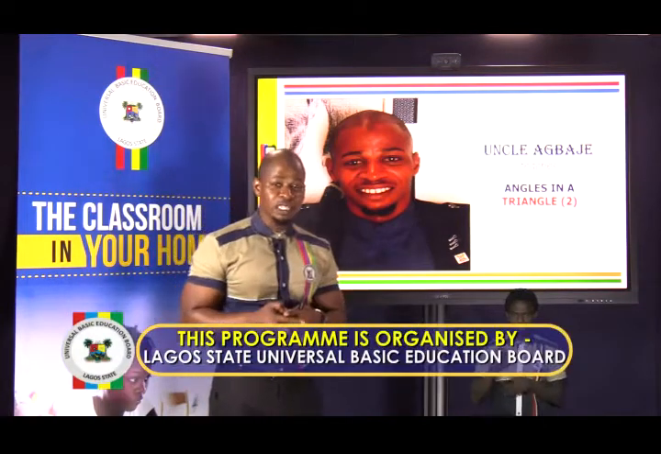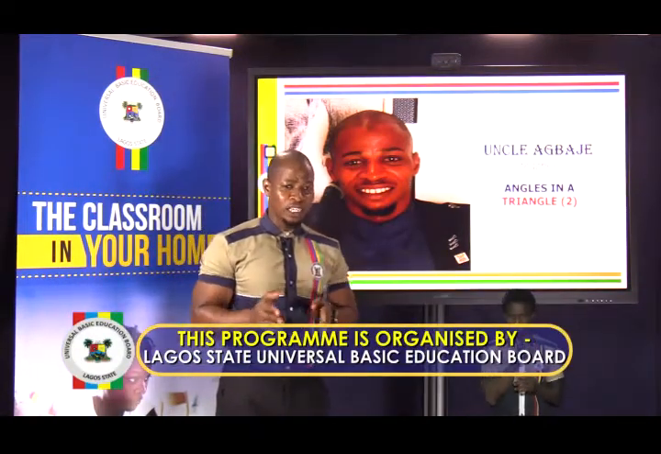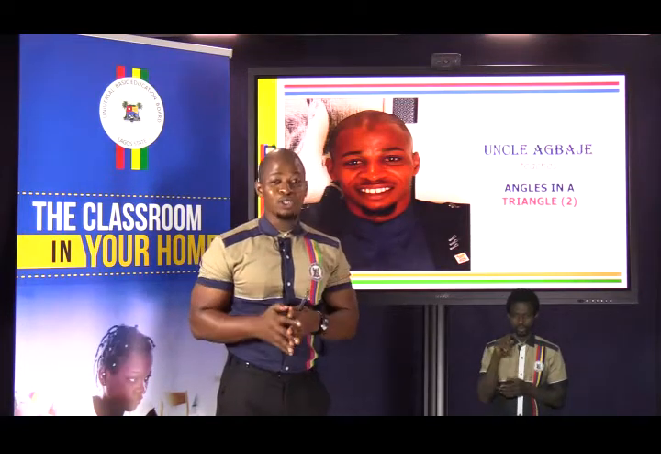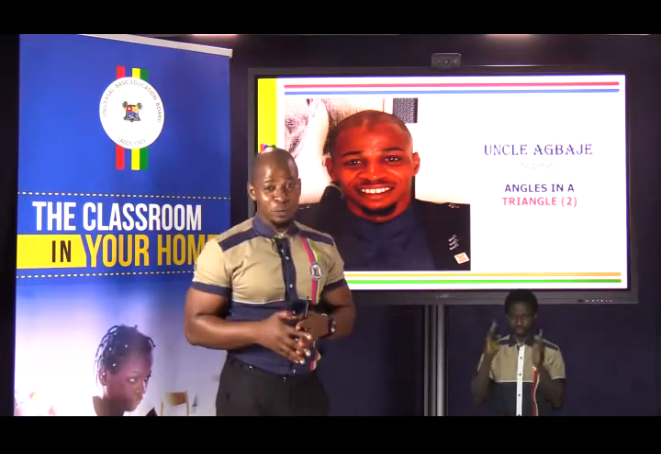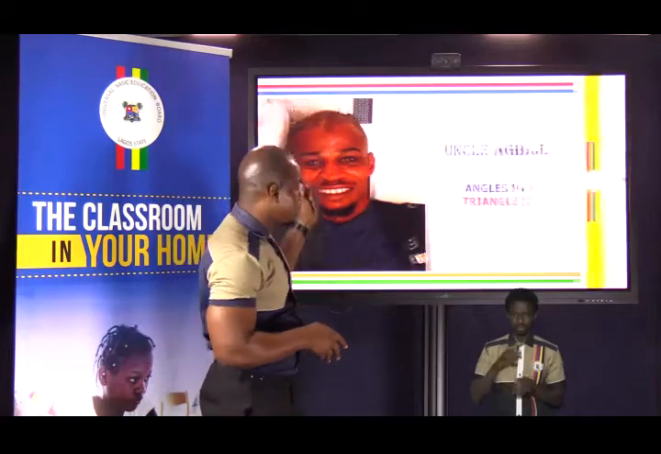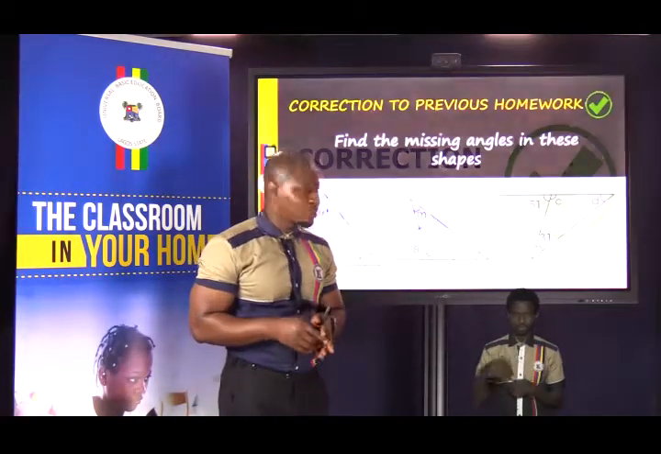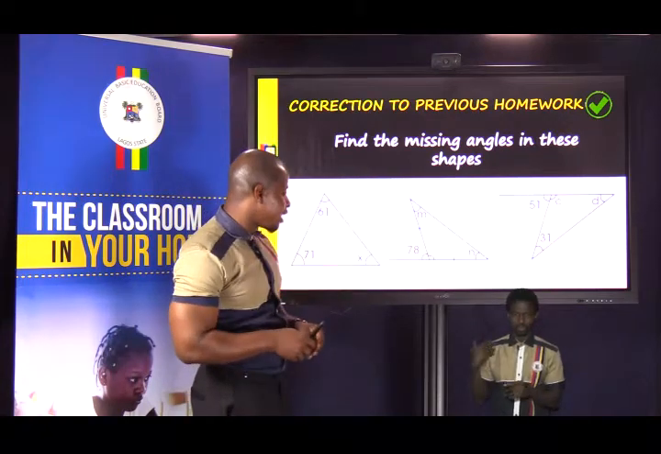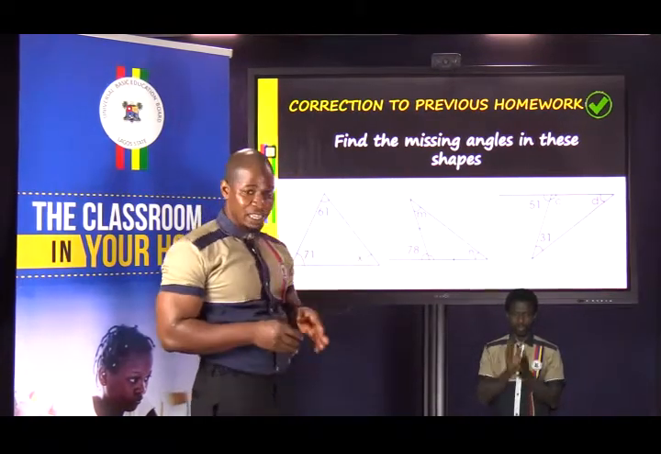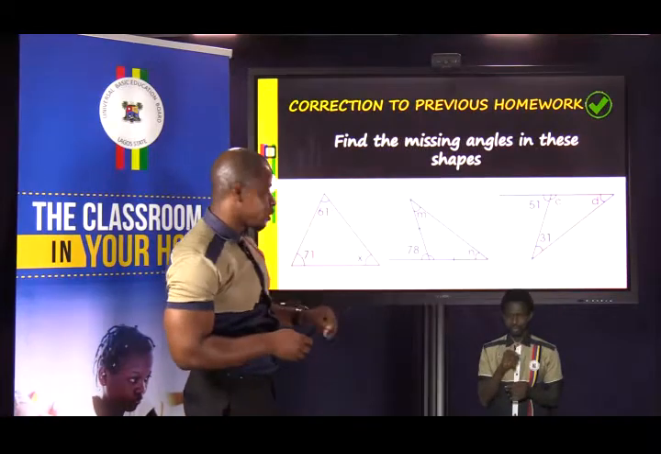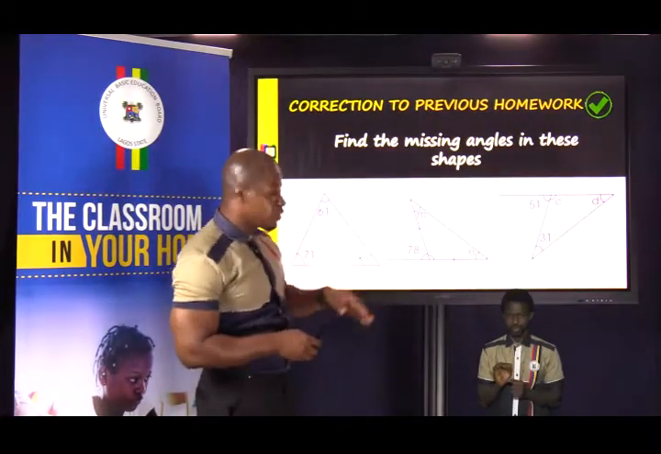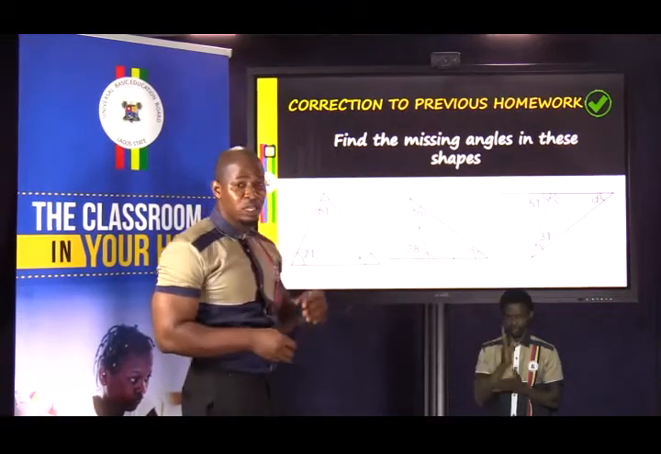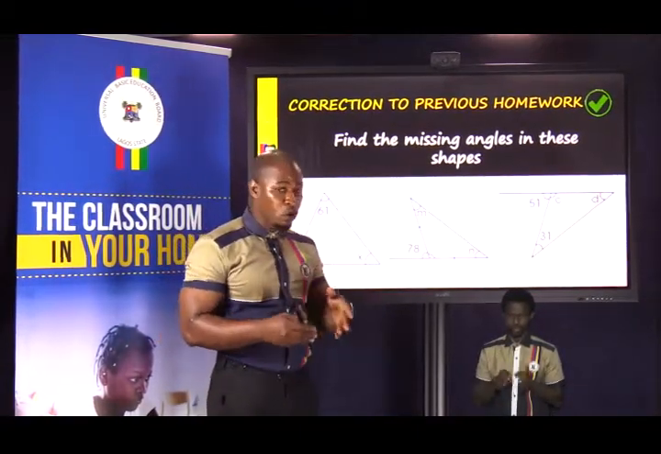So in case you missed out on the last lesson, or there are some gray areas which you need to be cleared for you, then pay attention today, my friend, because today promises to be a better day. Before we run into that, let's look at some of the corrections to the previous assignment. Now, you were asked to find the missing angles in these cases. Okay, so I won't delve into the correction because some of these corrections serve as our example for today.